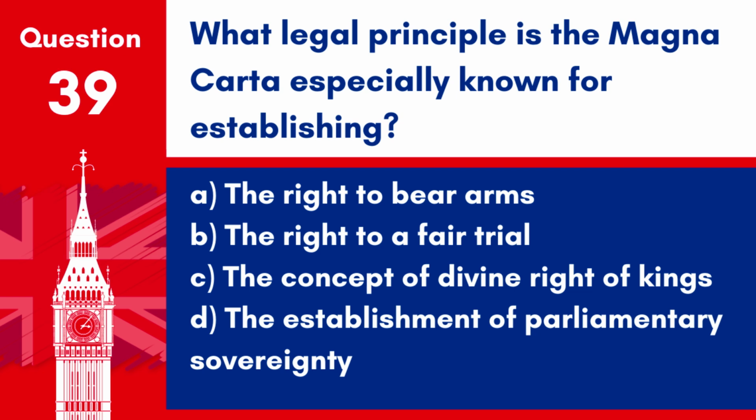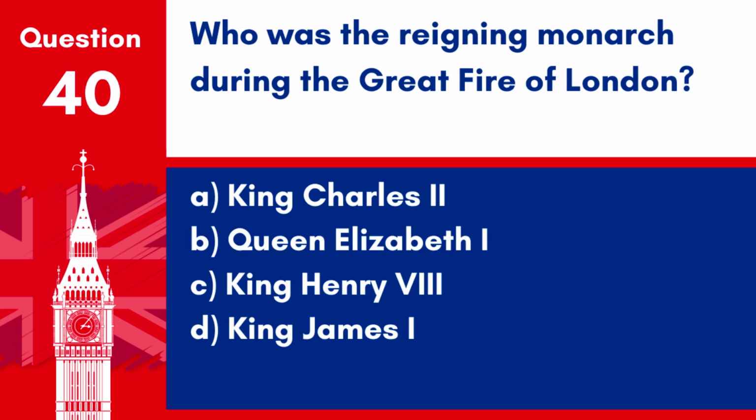Question 39. What legal principle is the Magna Carta especially known for establishing? A. The right to bear arms. B. The right to a fair trial. C. The concept of divine right of kings. D. The establishment of parliamentary sovereignty. Answer: B. The right to a fair trial. The Magna Carta is especially known for establishing the legal principle that everyone has the right to a fair trial. Question 40.